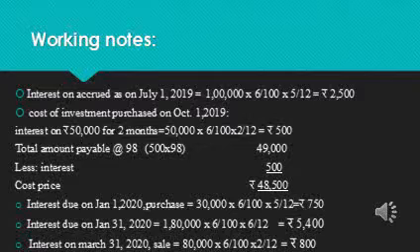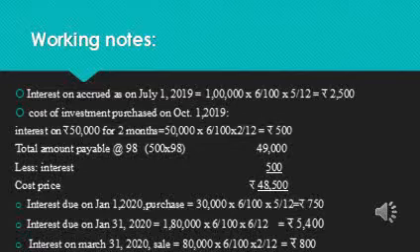That is purchased in October. Therefore, from the due date, what is the time period? The last due date was July 31st. From July to October 1, it is 2 months. Therefore, 50,000 into 6 by 100 into 2 by 12 gives out 500. That is the interest. It is included, so we need to subtract it out.